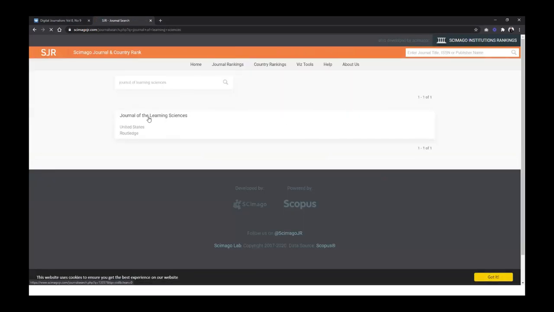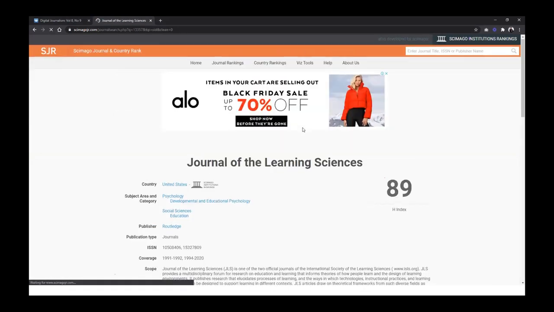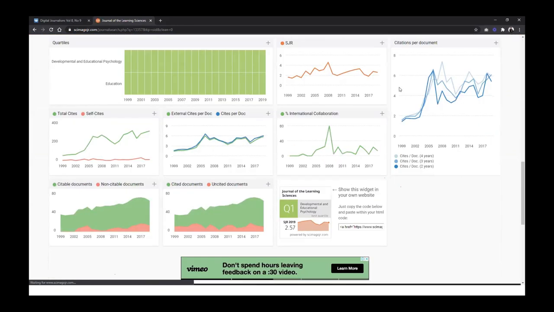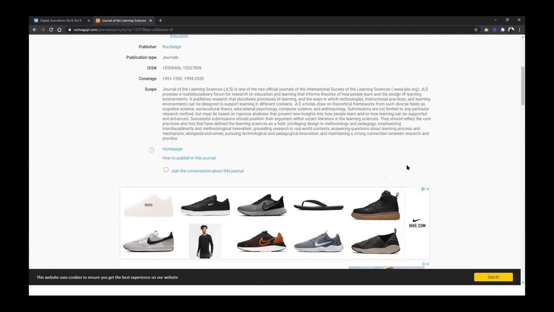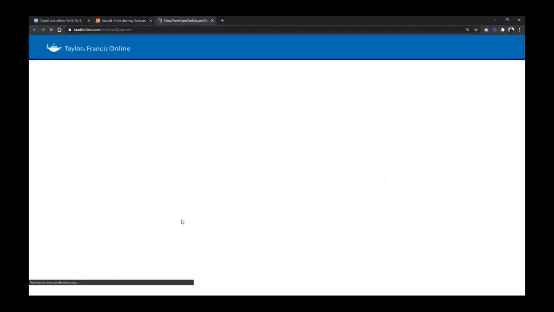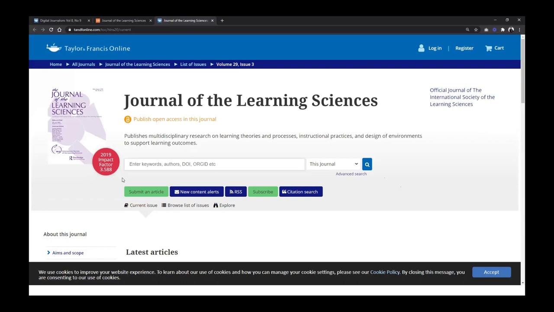Then it will list out the journal name, and then it will tell you the details of it. Like this is Q1, and then the impact factor and all that. So if you want to go for detail, you can just click the homepage here, and then it will give you the proper impact factor. Okay, this is how, for those who are interested in this one, but it doesn't really matter.